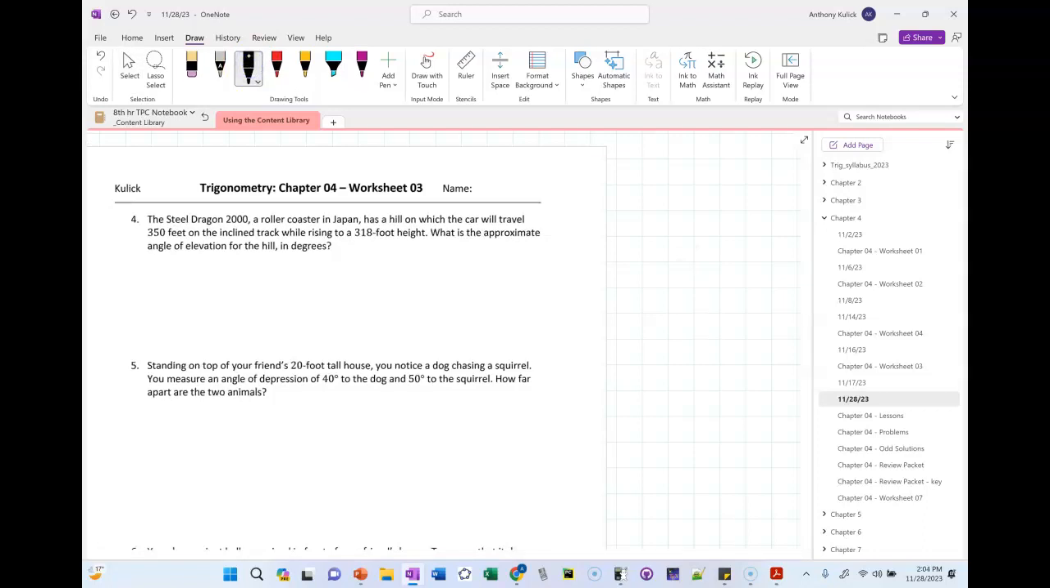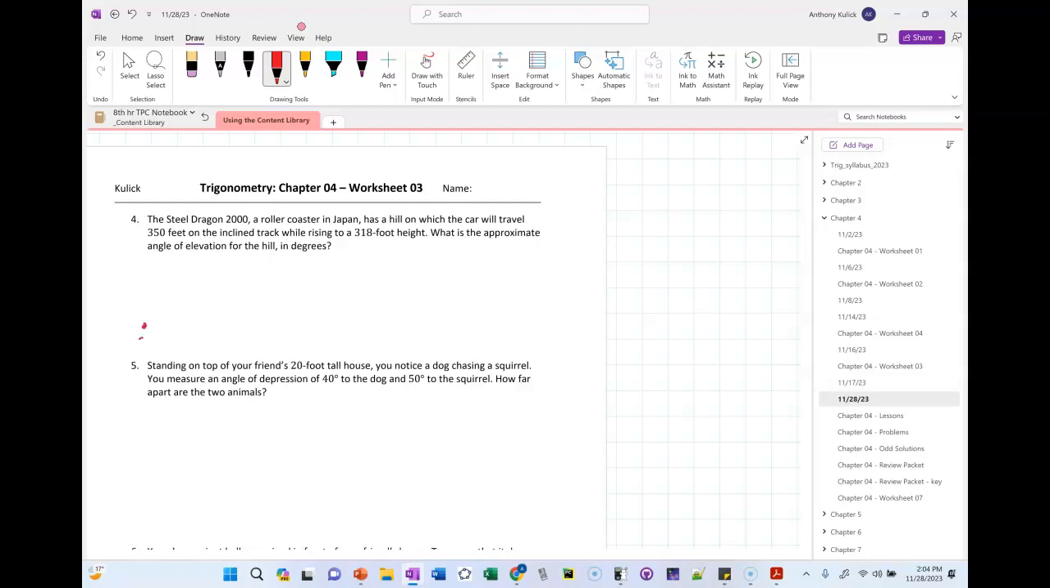The Steel Dragon 2000, a roller coaster in Japan, has a hill on which the car will travel 350 feet on an inclined track while rising to a 318 foot height. What is the approximate angle of elevation for the hill in degrees?